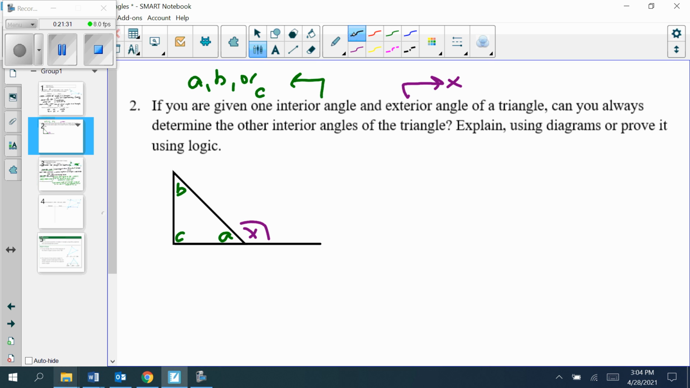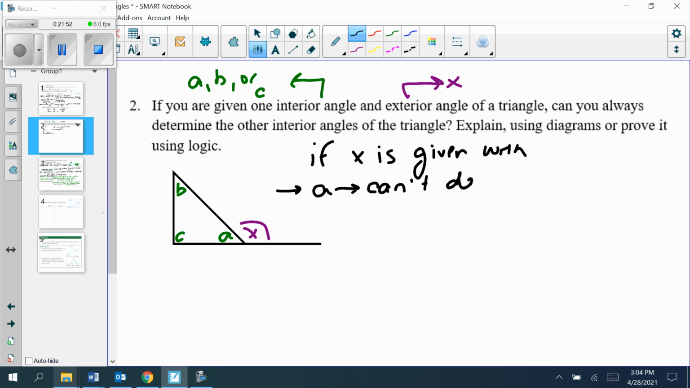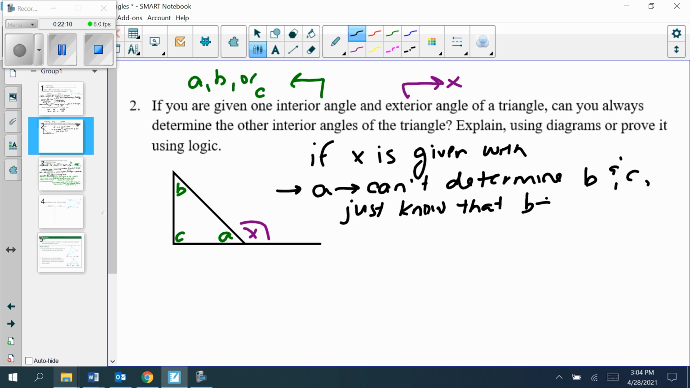So we're going to say if X is given with A, so if we're given X and A, we can't actually determine the exact values of B and C. We just know that B plus C would be equal to X, again, because of what we proved in question 3 there, that the exterior angle is equal to the sum of its non-adjacent interior angles.